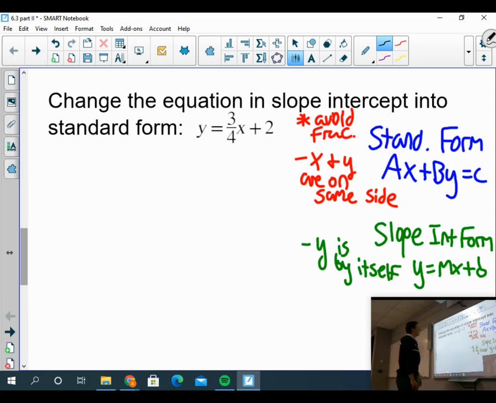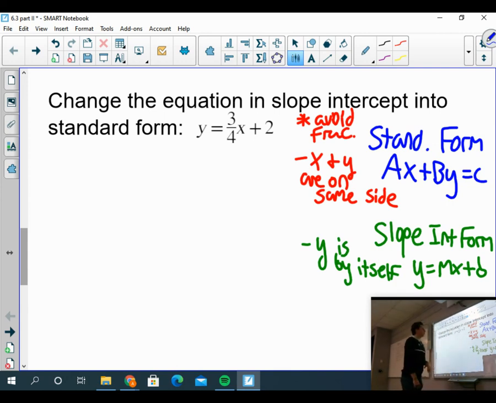Look at this example. We want to change the equation that is in slope-intercept form into standard form. Well, what do we know about slope-intercept form? Well, we can tell this is slope-intercept because it's roughly in the form y equals mx plus b. B being a 2, m being 3/4, and again, y being by itself. What we want to turn it into is standard form.